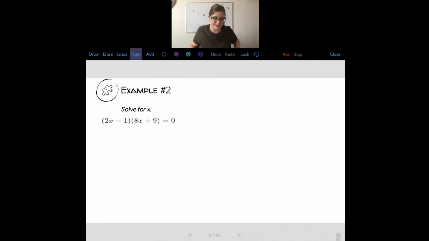Okay, so let's continue on. Example 2, solve for x. So when an equation is already in factored form like this, you could multiply it out, but all you'll end up doing is factoring it again to get to this point in time to use the zero product property.